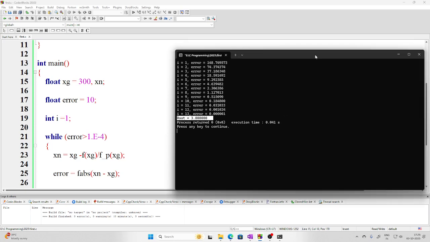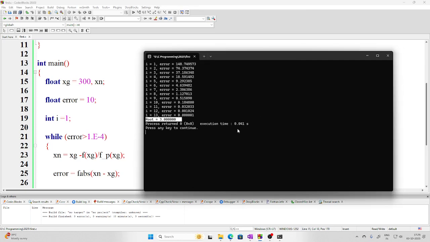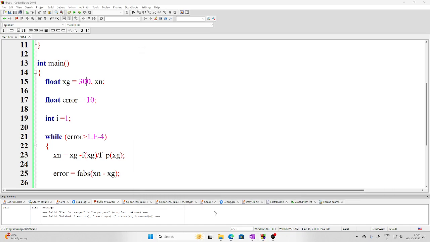So friends, in this way you can use your while loop to find the roots of any equation, whether it is polynomial or transcendental equation, and that's it. Let us take one more problem.